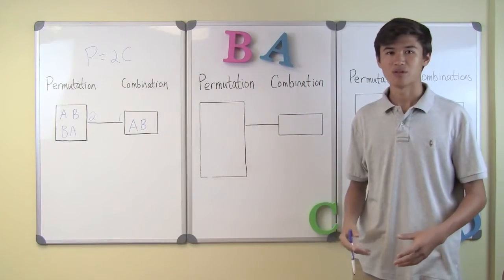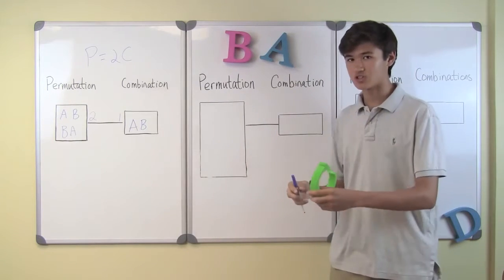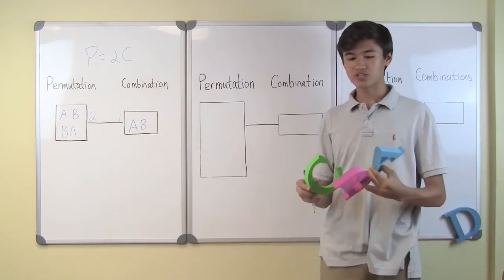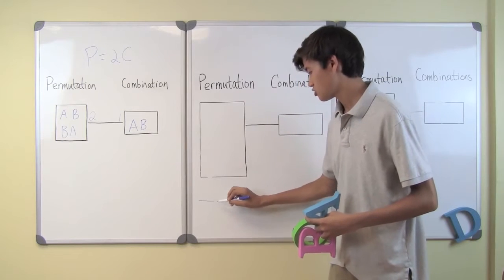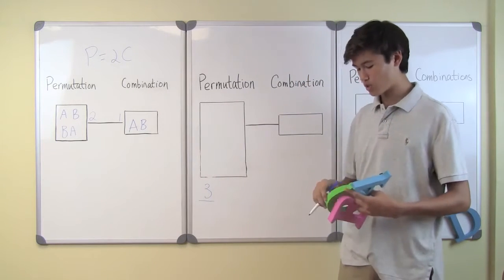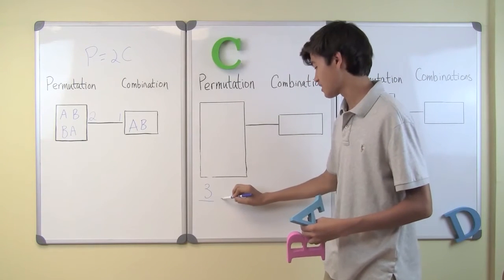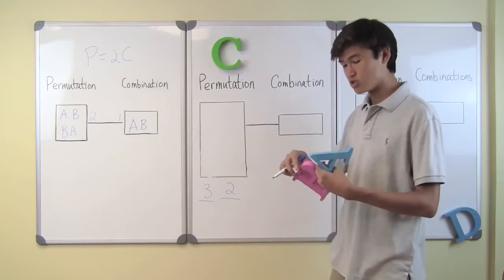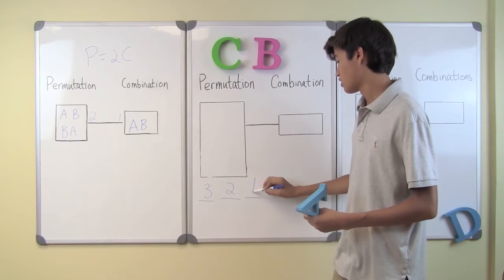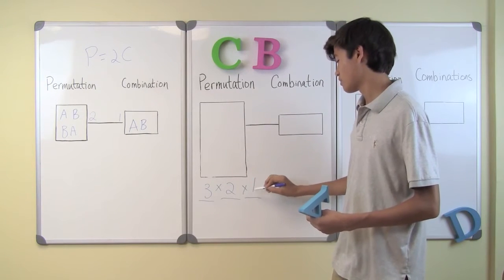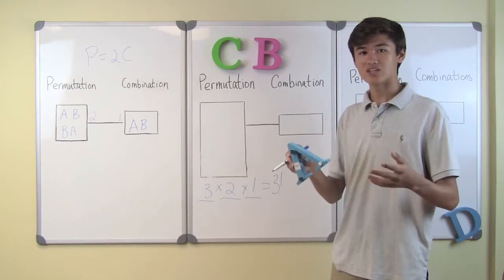Now let's look at another example. How many different ways can we arrange three letters in a row? So let's look at the first letter again. For the first letter, we have three different choices, B, A, or C. But once we use the first letter, we only have two choices left for the second letter. And then once we use the second letter, we only have one letter left for the last position. So that means we have 3 times 2 times 1, or 3 factorial ways in which we can arrange the three letters.